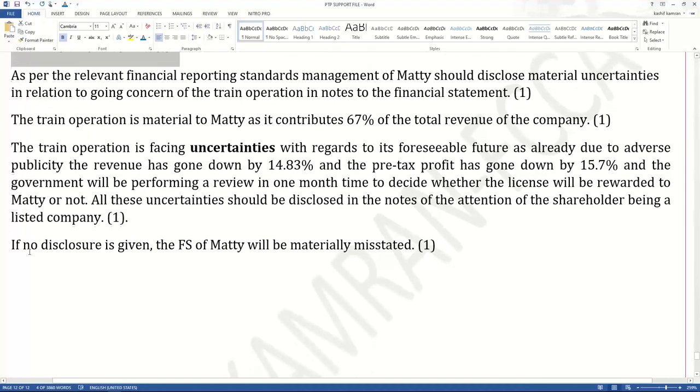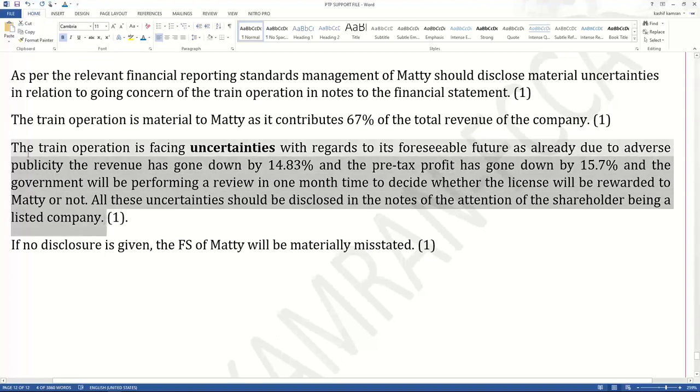Is everyone clear on this? Have we written something out of the case study? We found materiality, we found a treatment, we found something specific to the case, the indicators of going concern. Did I mention the indicators of a going concern as a very specific matter? Paragraph number 3. Right?